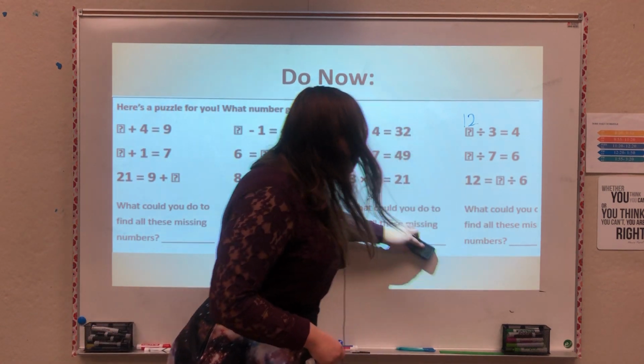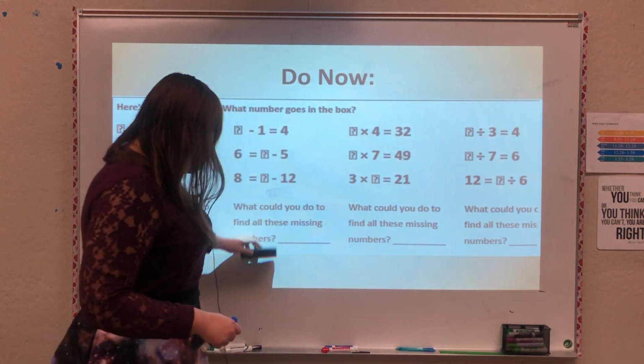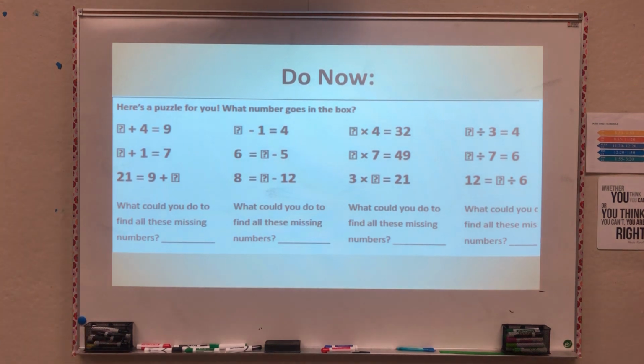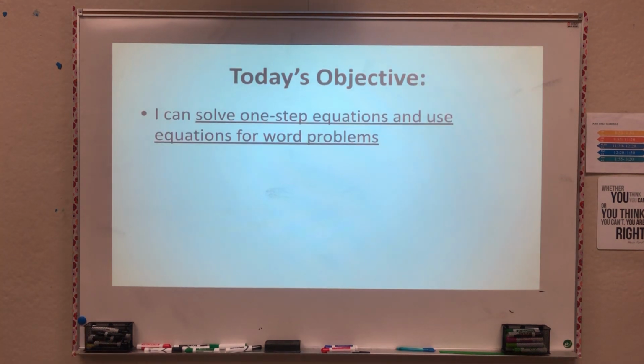The objective for today is that we are going to solve one-step equations. They are called one-step equations because there is one thing you have to do to get to the answer. And then we are going to use those one-step equations for word problems.